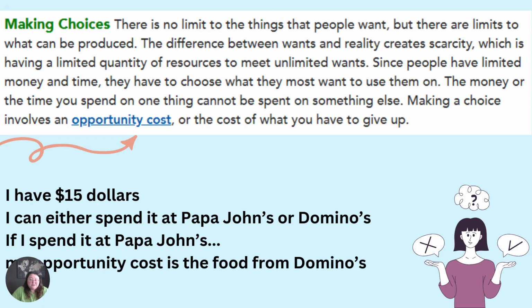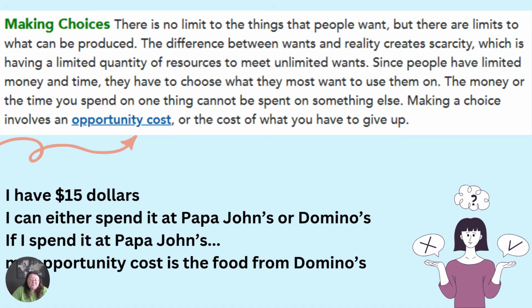Making choices. There is no limit to the things that people want, but there are limits to what can be produced. The difference between wants and reality creates scarcity, which is having a limited quantity of those resources to meet unlimited wants. Since people have limited money and time, they have to choose what they want most to use them on. The money or the time you spend on one thing cannot be spent on something else. And making these types of choices is called opportunity cost, the cost of what you have to give up.